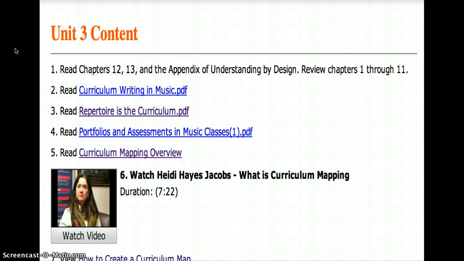You'll begin by reading the last two chapters and appendix of Understanding by Design. A reminder that there's a link to actually purchase this book in the syllabus should you want a hard copy to refer to after this course ends. It's not too expensive and I highly recommend it.